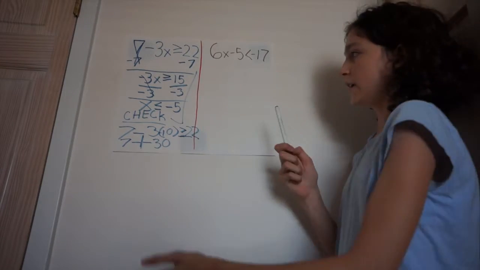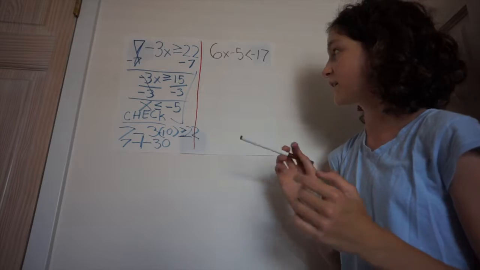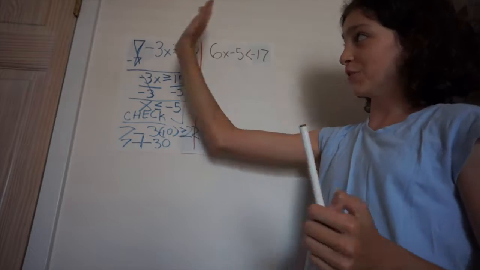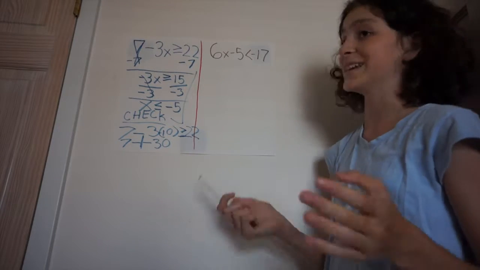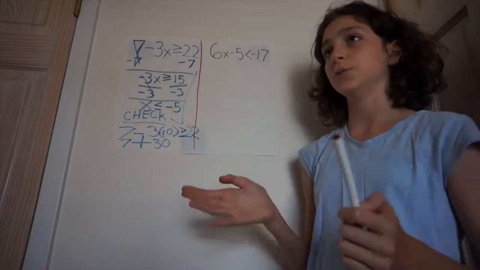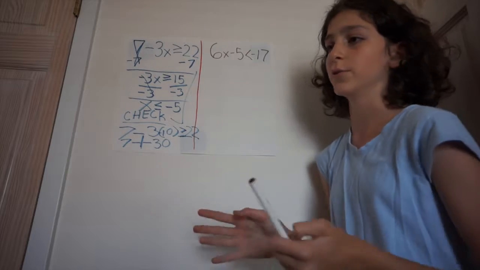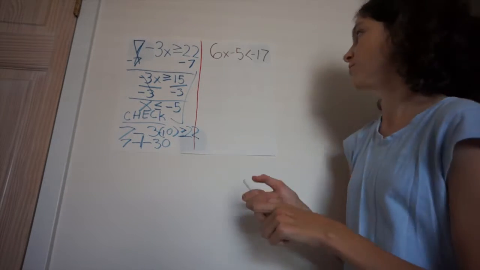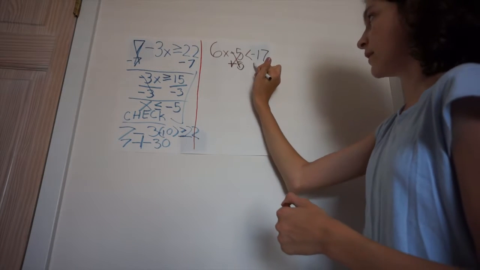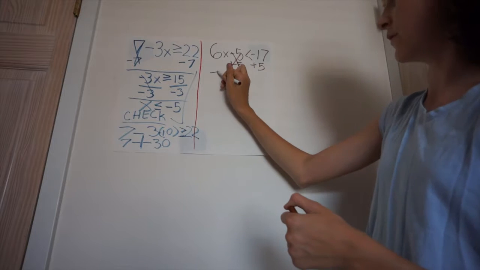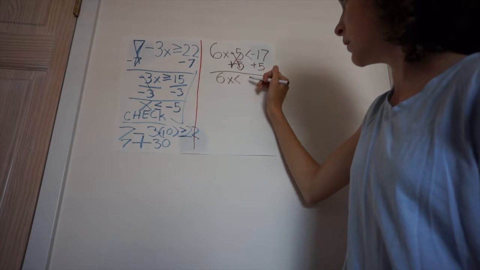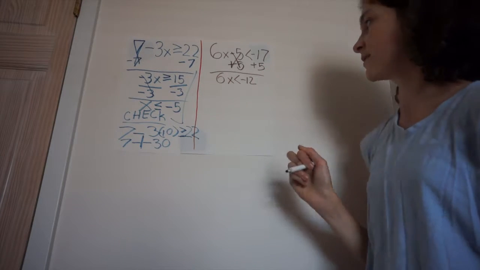Big check mark. The next problem is 6x minus 5 is less than negative 17. This time, once again, I'm just going to do the easiest number, which is making negative 5 into 0. To do that, you would add 5, because negative 5 plus 5 is 0. Then you do that to negative 17 as well, making it 6 times x is less than negative 12.